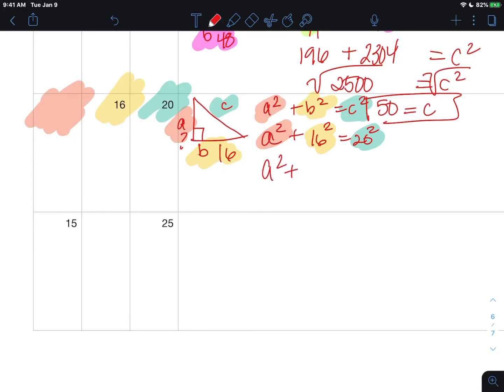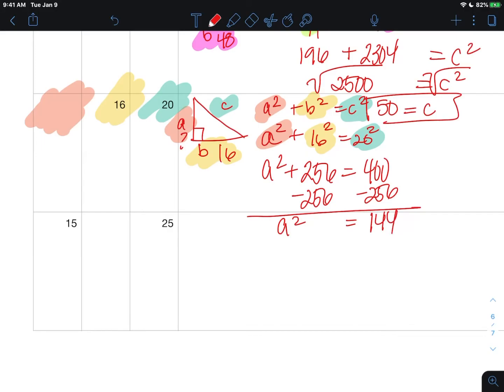A squared plus, let me find out what 16 times 16 is. 256 equals 400. And what I'm going to do is get rid of that 256 on both sides. And I end up with A squared equals 144. I'm going to take the square root of both sides. And I end up with the final answer of A equals 12. You should have all gotten A equals 12.